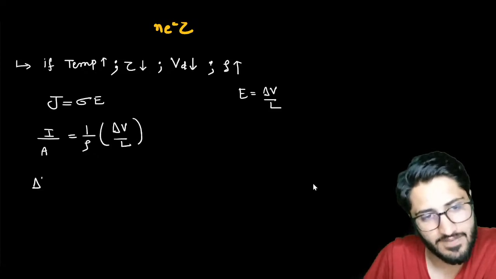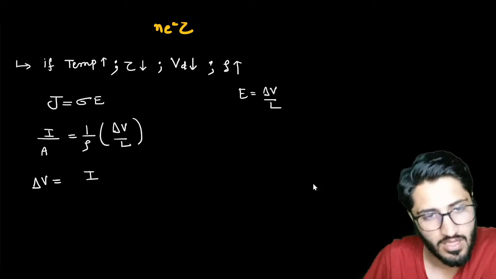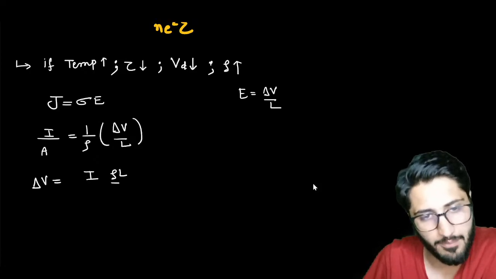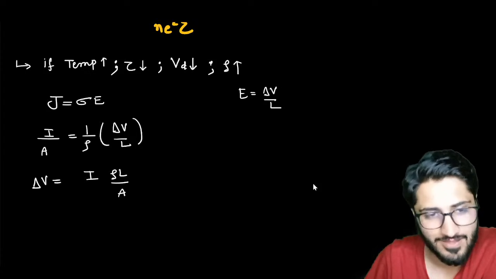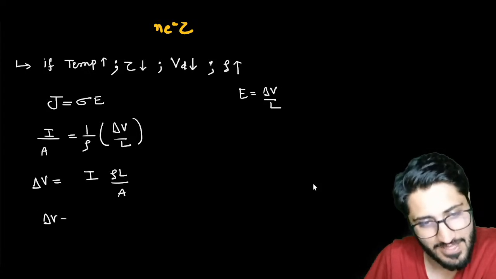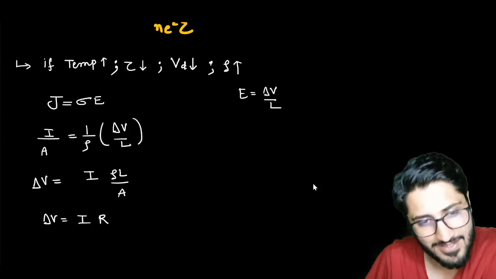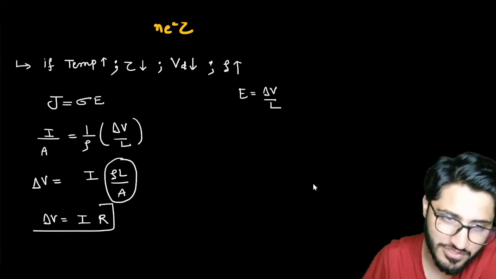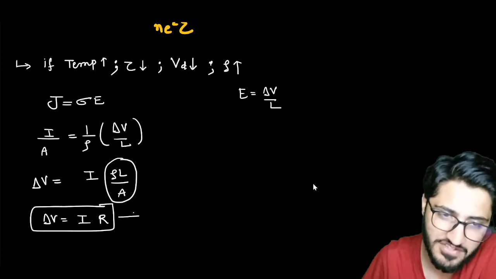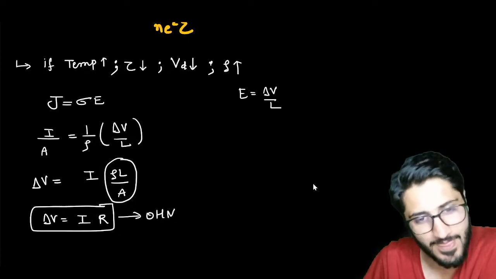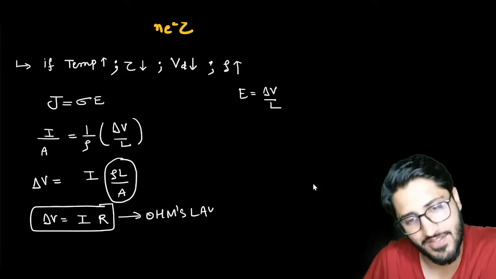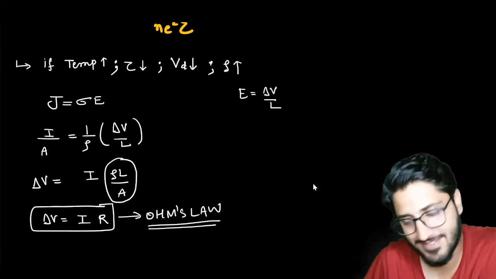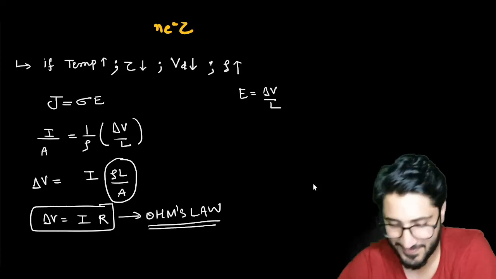So what is delta V now? Delta V is equal to I rho L by A. So can I write this? Delta V is equal to I into R. So this thing is what? R. This is what? Ohm's law. So one more derivation of Ohm's law. Easy, no? Very easy, this one.